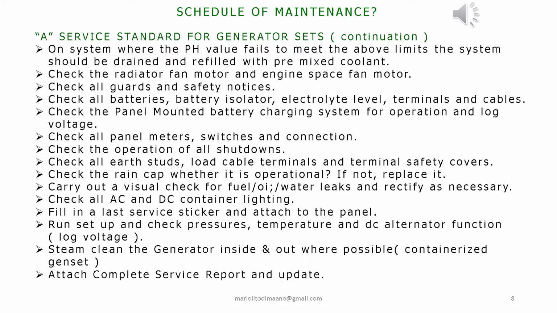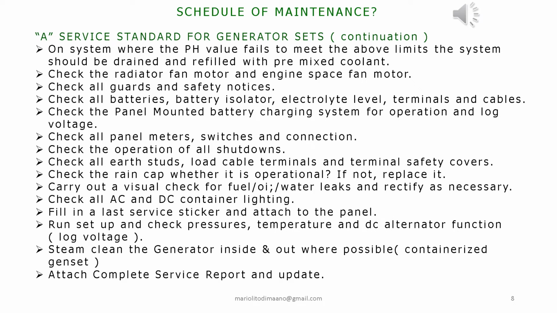6. Check all panel meters, switches and connections. 7. Check the operation of all shutdowns. 8. Check all earth studs, load cable terminals and terminal safety covers. 9. Check the rain cap to see whether it is operational. If not, replace it. 10. Carry out a visual check for fuel, oil and water leaks and rectify as necessary.